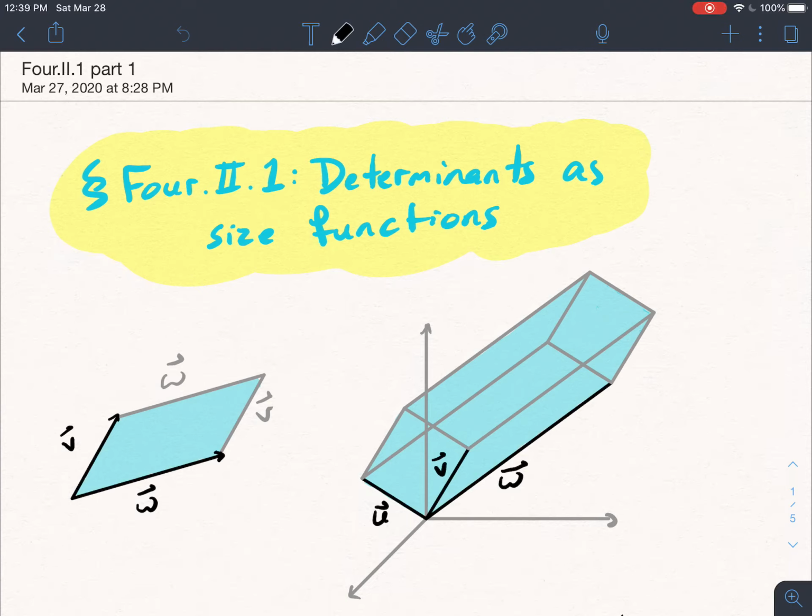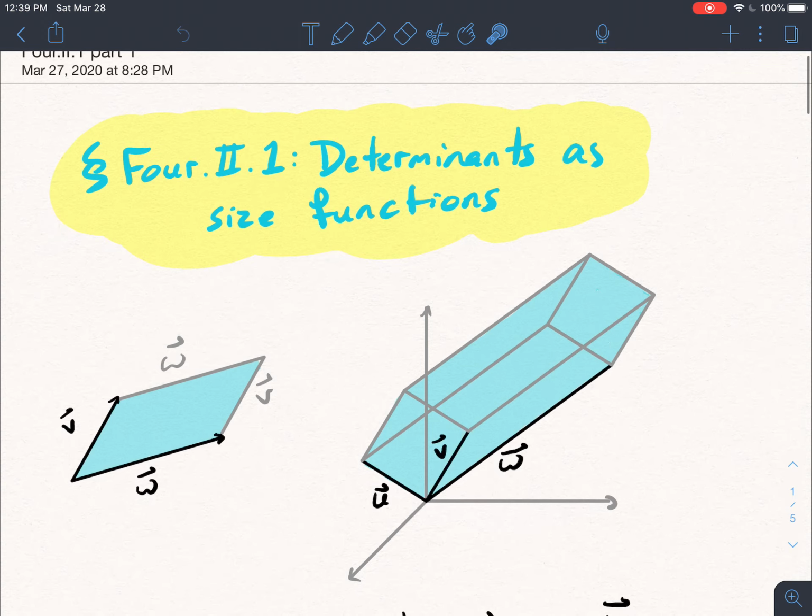Today we're going to be looking at a geometric interpretation of determinants. Specifically, we're going to be looking at determinants as size functions. So let's say that we have some pair of linearly independent vectors. So in R2, let's say that we have two linearly independent vectors.